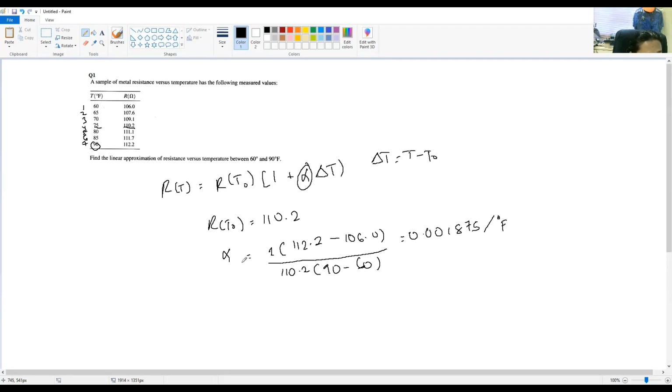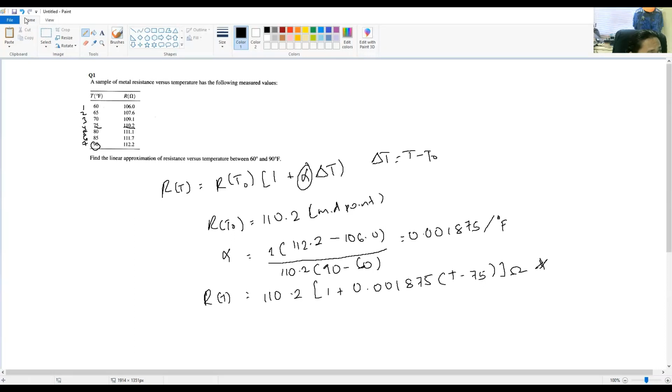From this alpha we can get the relation: R of T equals 110.2 times 1 plus 0.001875 multiplied by T minus 75, in units of ohms. So this is the equation for the linear approximation of the resistance. This is question number 1. We assume the midpoint is 75, so it is R T naught here, based on the midpoint. So that's all the solution for question number 1.